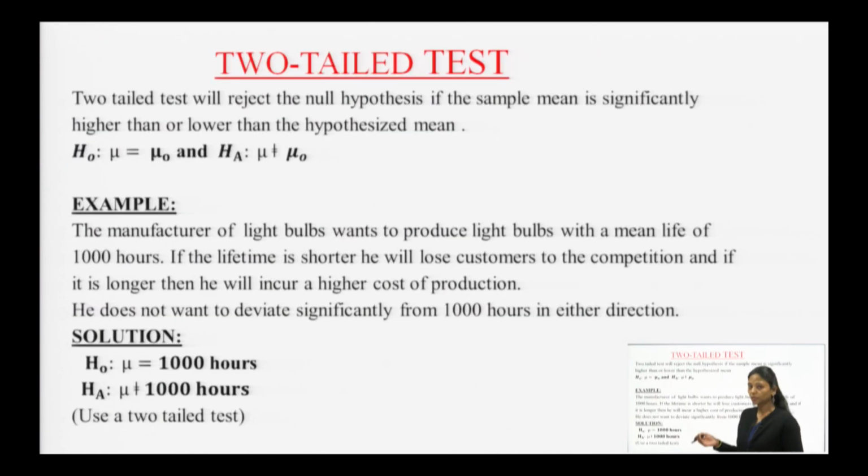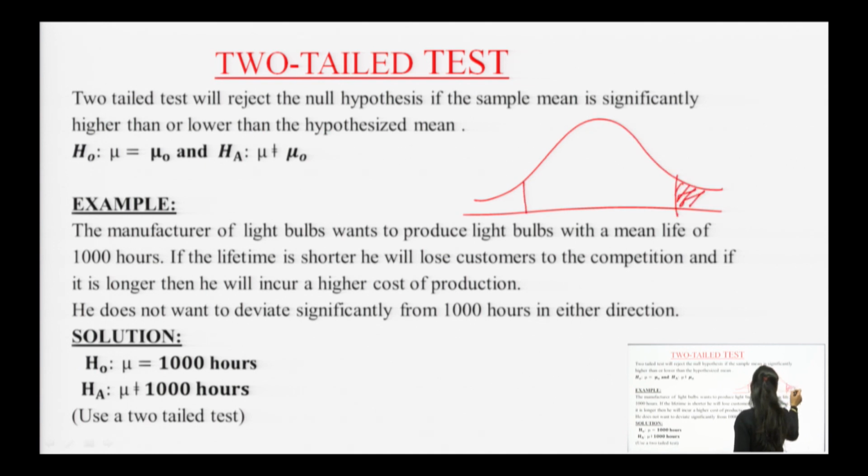Now, there is a two tail test in which we again talk about the mean, where the two tail test will reject the null hypothesis if the sample mean is significantly higher than or lower than the hypothesized mean. That means, if I have a bell shaped curve, then this is my H naught, this is also my H naught, this is my mu is equal to mu naught, where my actual mean is equal to my hypothesized mean.